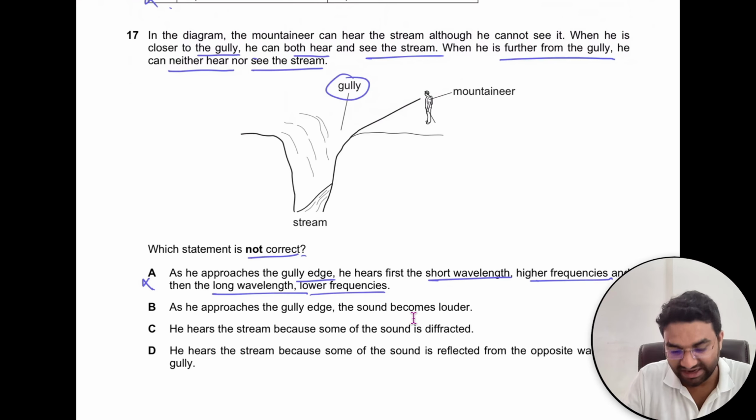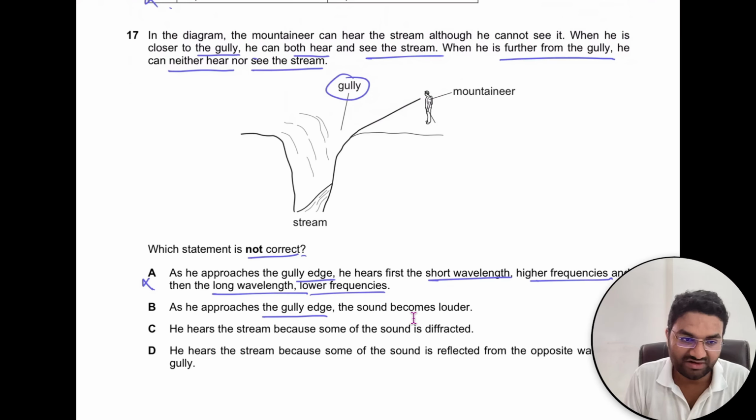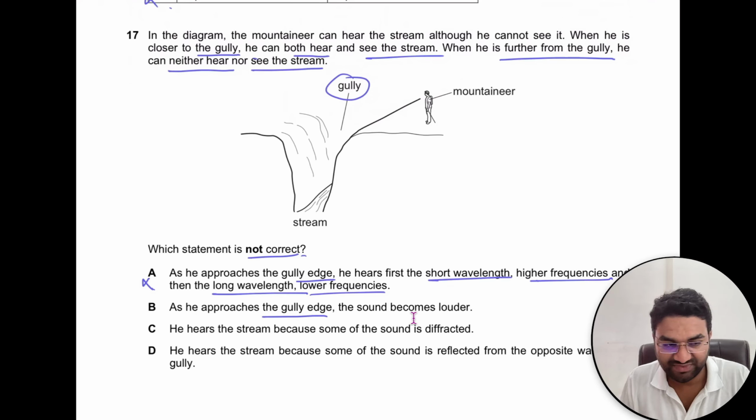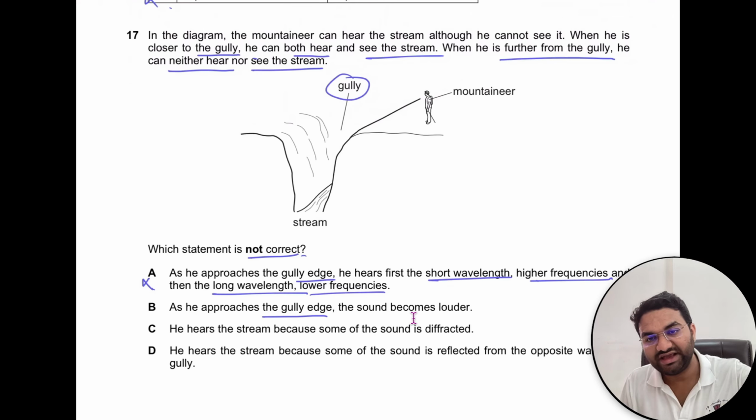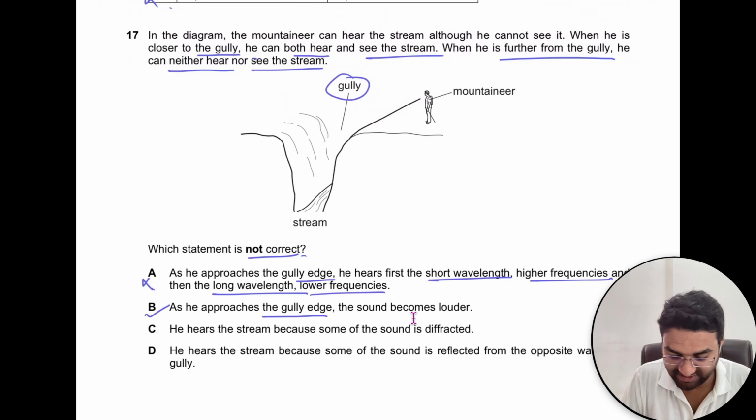We'll even analyze B, C, D. As he approaches the gully edge, sound becomes louder. Yeah, because the sound intensity decreases with the distance from the source, right? The mountaineer is coming closer, so the intensity of the sound waves reaching him will increase. That's as simple as that. It's straightforward. This is the correct one.